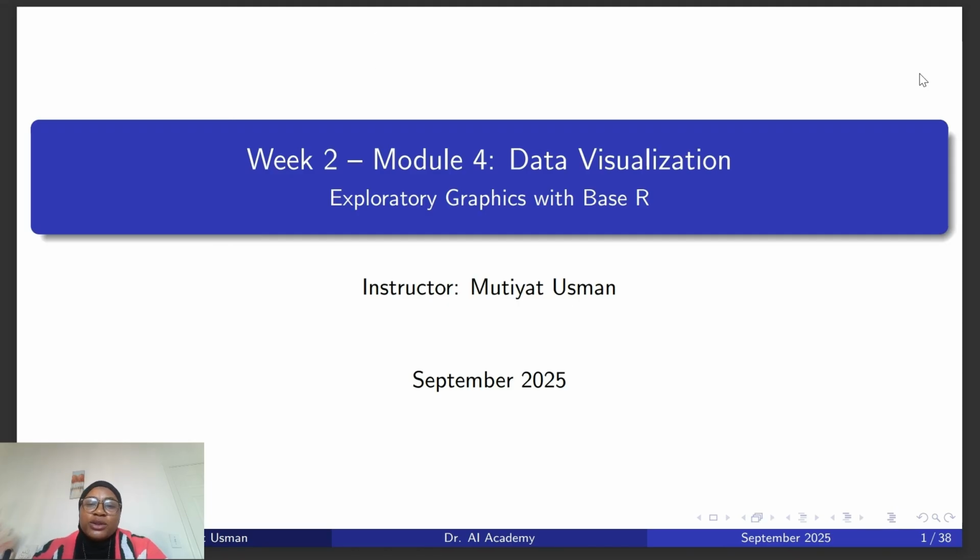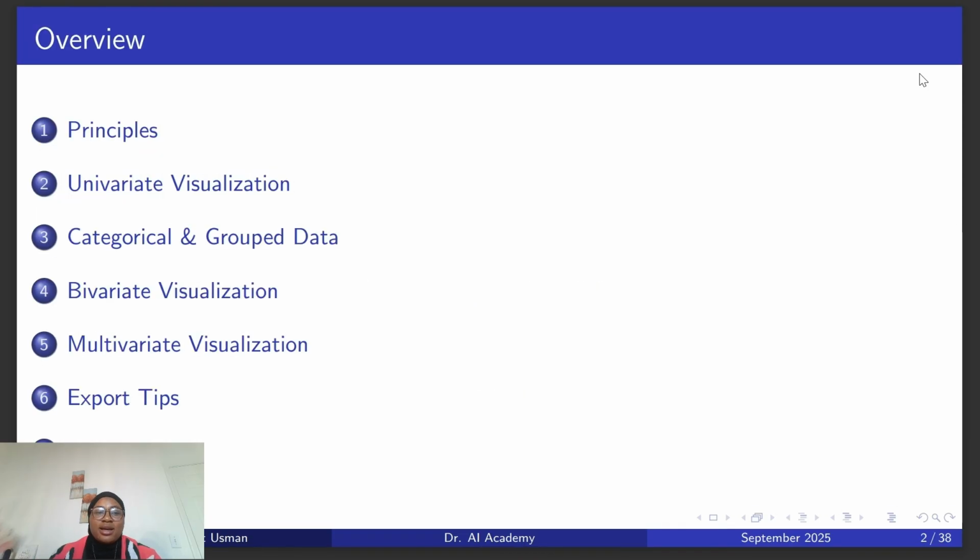So today we're going to be talking about data visualization and how it is a very important part of exploring our data in R, of course. You guys know the saying that a picture can tell 1,000 words. So that's the power of visualizing our data. And so, let's get straight into it.